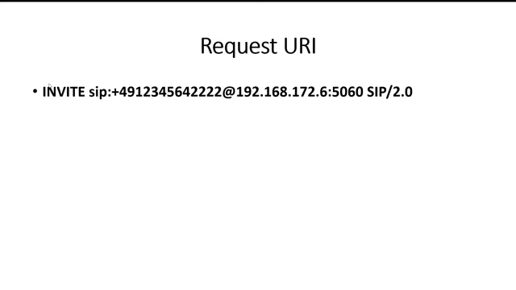So it's like user at host. So it could be collaboration at test.com, for example. Okay, so it's a request URI. It's called a request URI. The first line is always called the request URI of the SIP invite message.